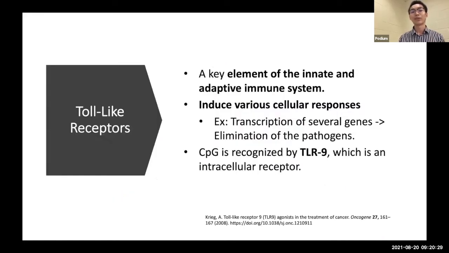Talking a little bit about toll-like receptors. They're a key element of the immune system, both innate and adaptive. Their role is to induce various cellular responses, including the transcription of several genes that later lead to the elimination of pathogens like viruses and bacteria. CpG, which is what we worked with, is recognized by TLR-9, which is an intracellular receptor.